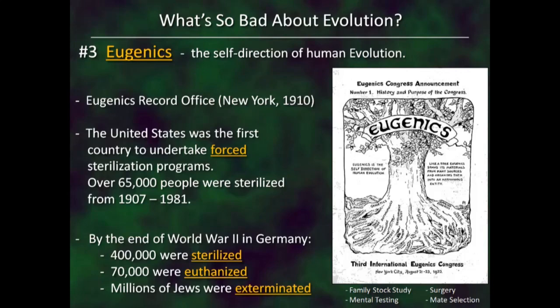Of course, by the end of World War II, Hitler was a very big proponent of eugenics. He thought that the German race was the master race, that they were superior to everyone else, and certainly superior to the Jews. And 400,000 were sterilized, 70,000 were euthanized, and millions of Jews were exterminated. So you can imagine that's a pretty bad result of evolutionary thought.